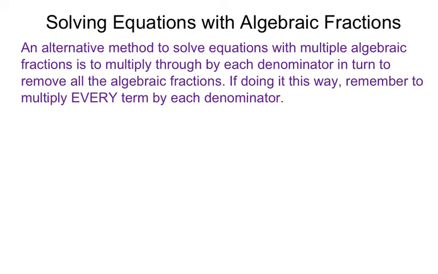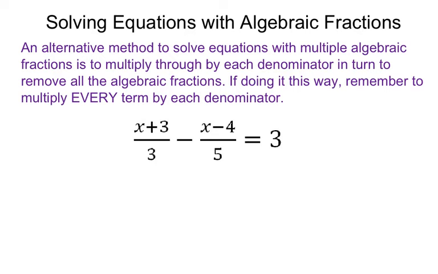So in this alternative method, we're going to multiply through by each denominator in turn, removing each of the algebraic fractions in turn as well. Doing it this way, we have to multiply every term by each denominator. So let's look at a couple of examples. The first example is x plus 3 over 3 minus x minus 4 over 5 equals 3.